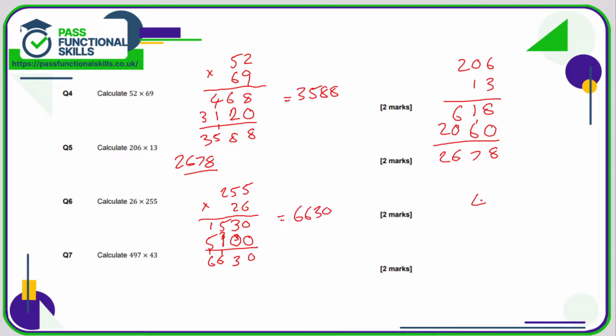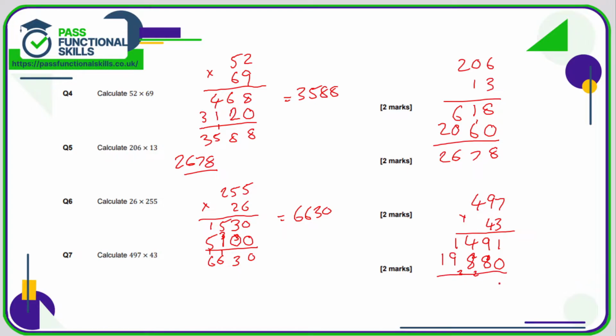And finally, 497 multiplied by 43. Again, 3-digit number on the top, 2-digit number on the bottom. 3 7s are 21, 1 carry the 2. 3 9s are 27, 28, 29, carry the 2. 4 3s are 12, plus 2 is 14. Moving on to the 4, it's the 4 of 40, so put in a 0. 4 7s are 28, 8 carry 2. 4 9s are 36, 37, 38. 4 4s are 16, plus the 3 is 19.